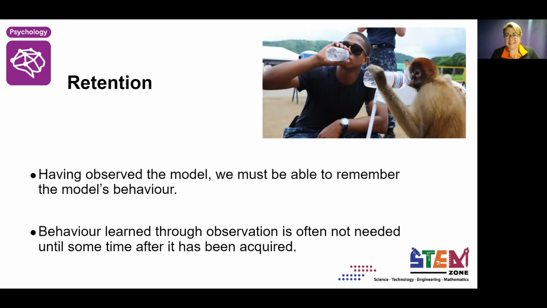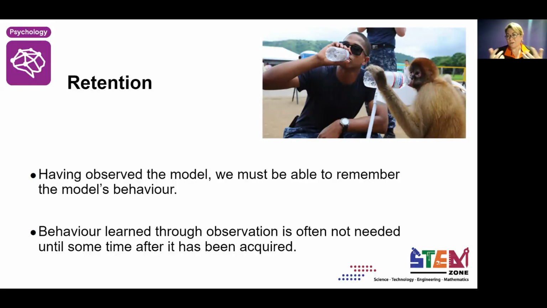The second one is retention. Having observed that model doing a particular behavior, you have to be able to make a mental reconstruction or mental representation of that behavior and be able to retain it so that you can then reproduce it.